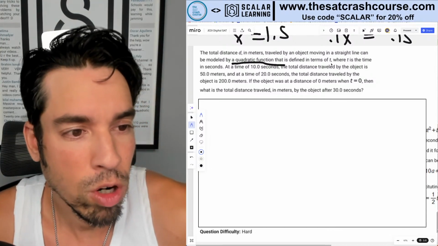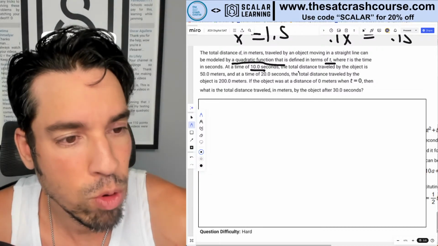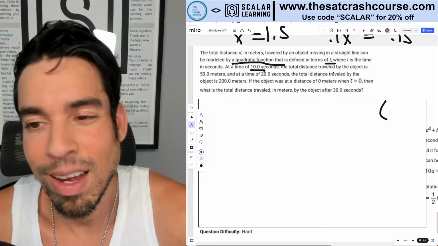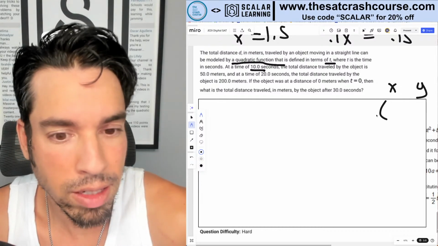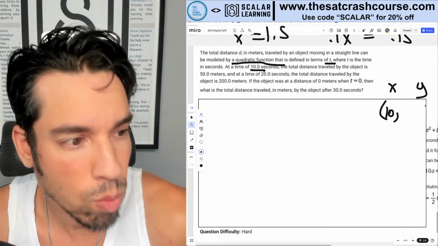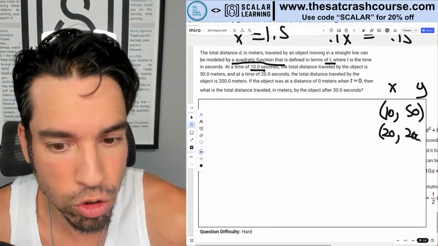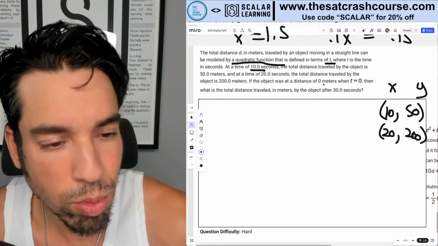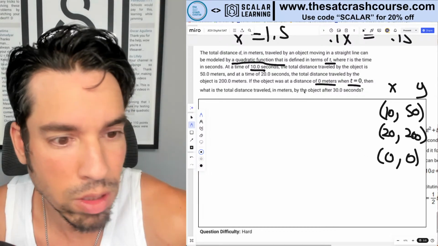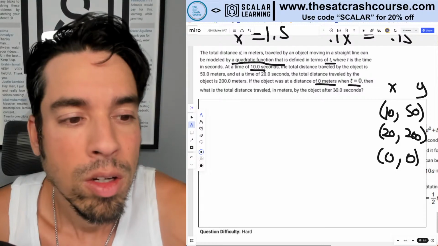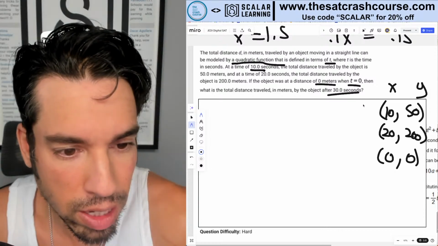Okay, so coming back to this, we got a quadratic function, which is defined in terms of t, where t is the time. And then we got a couple of coordinates here. This is interesting, right? I know they said t, but I'm going to do it as x and y because it's just way easier. So when t or x is 10, the total distance or y value is 50. When t is 20, the total distance is 200. So now I've got a couple of coordinates. If the object is at a distance of 0 when t is 0, we've got a third coordinate. Then what is the total distance traveled? Basically, we want to get the quadratic model from this information and then plug in 30 and solve.